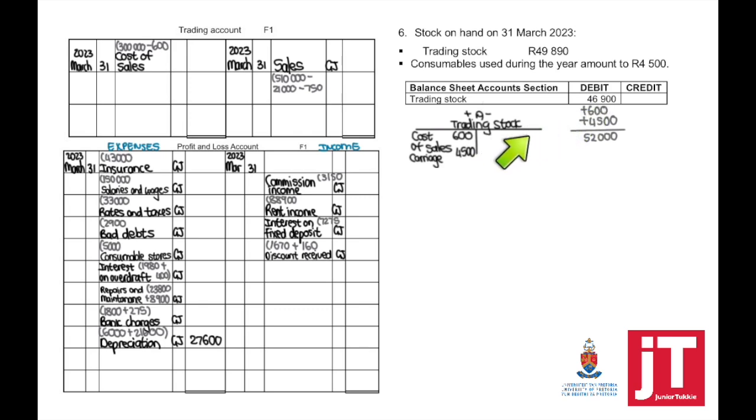46,900 plus the 600 plus the 4,500, which means that my new balance is 52,000, which must be compared to that which we physically counted. And if I compare the two, according to our trading stock account, we should have 52,000. But according to the physical stock count, we've got 2,110 less. That means we've got a trading stock deficit, which is an expense which goes into the profit and loss account on the debit side.